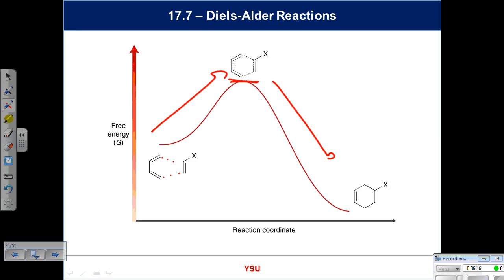The transition state itself is really, really well put together. It's really symbolic of what's to come in the near future, where we have 6 pi electrons in a cycle. Right? 6 pi electrons in a cycle is really, really going to be important in the near future. So keep an eye on that. It's a very simple reaction.